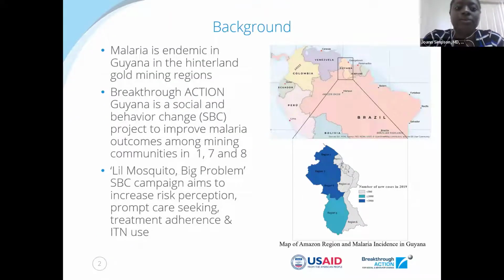So in Guyana, which is a South American country bordered by Venezuela and Brazil, malaria is endemic in the hinterland regions where gold mining is the major economic activity. Breakthrough Action Guyana is a social and behavior change project that is working to improve malaria outcomes in mining communities in 3 of the hinterland regions with the highest malaria burden. The project's largest intervention is the Little Mosquito Big Problem social and behavior change campaign that seeks to increase risk perception of malaria, prompt care seeking, treatment adherence, and ITN use.